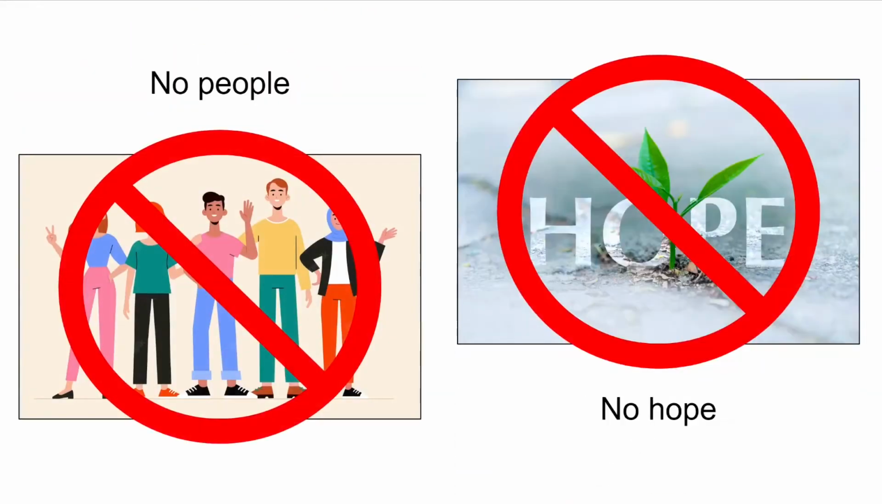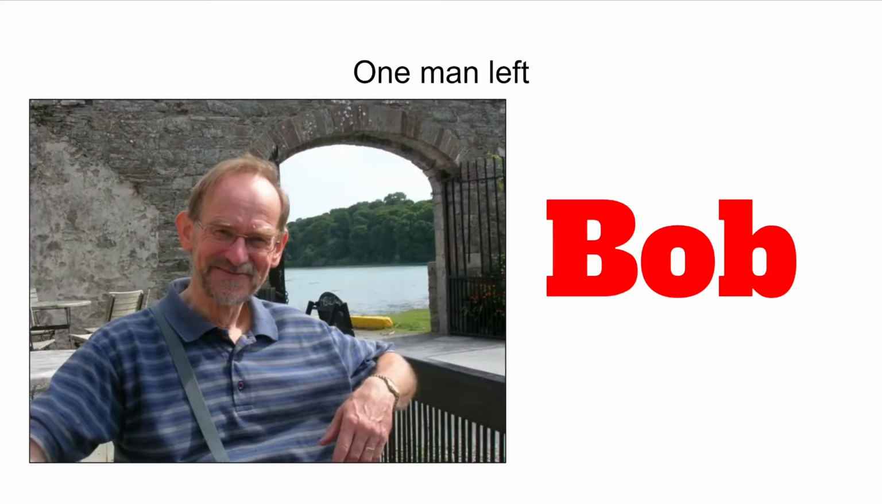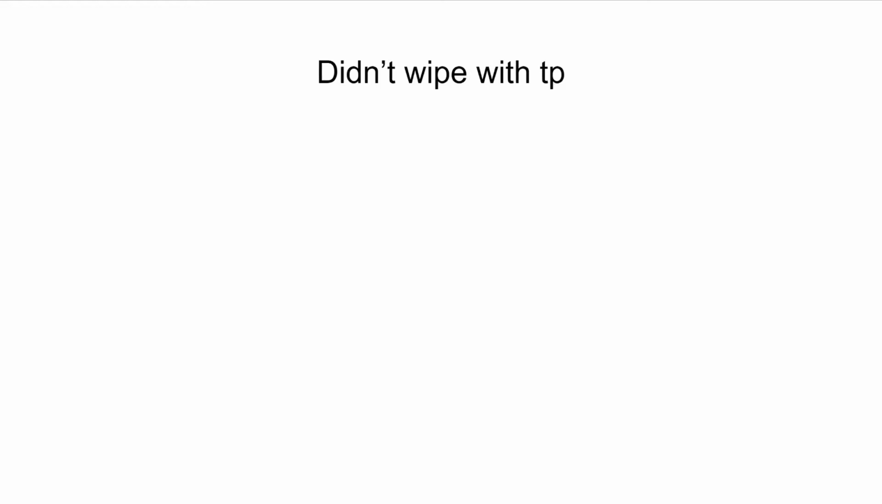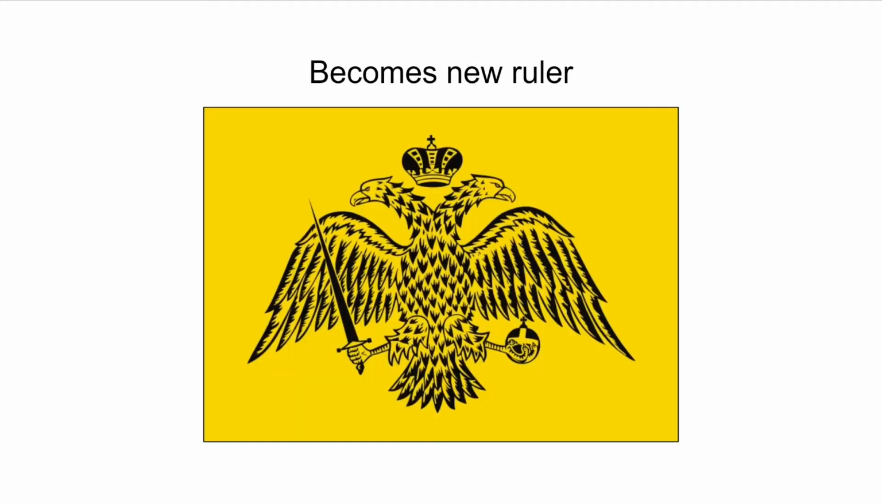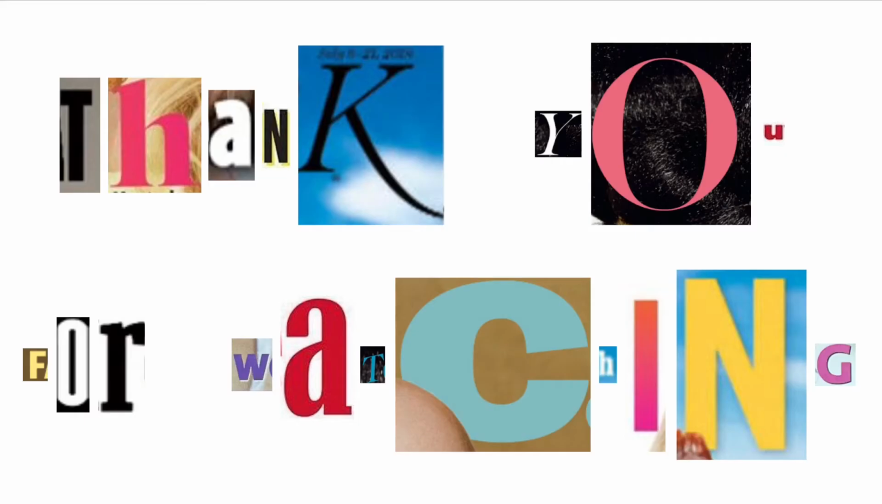Now it seems like there's no people and no hope left for the Roman Empire, but actually there was one man left. Bob. He survived because he didn't wipe with any toilet paper material, but instead used something called a rubbing tree. He became the new ruler and renamed the Roman Empire to the Byzantine Empire after his favorite animal, the sneaky eagle. I hope you learned a lot from this video.